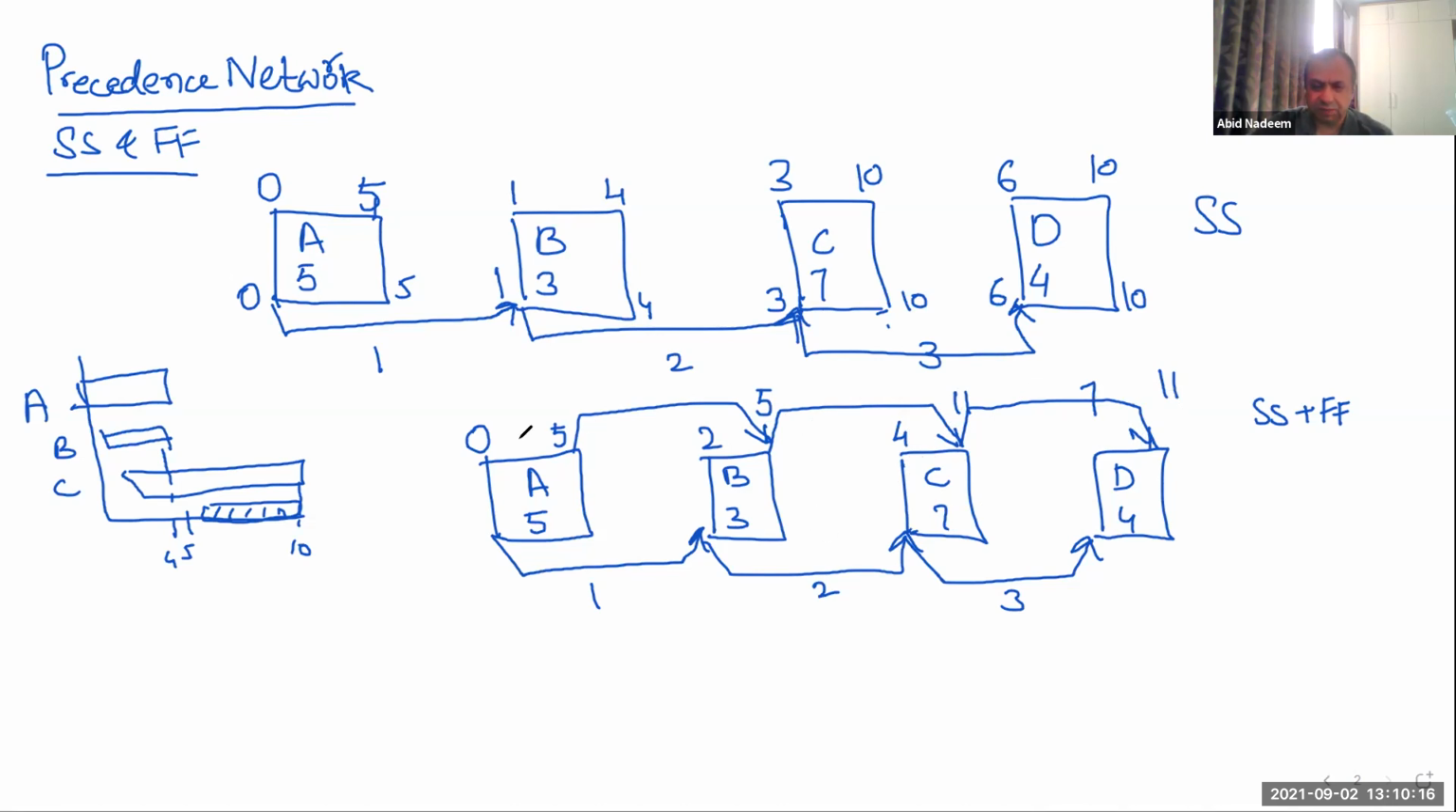So in this case, by inputting the finish to finish relationship in the same network as we have done before, the project is going to finish on 11, because activity B before was 3 days, but it cannot finish before activity A. So that has caused a delay of 1 time unit. These are the early start and early finish times. The late start and late finish times will be, from 11, we will go 11 over here. 11 minus 4 is 7.